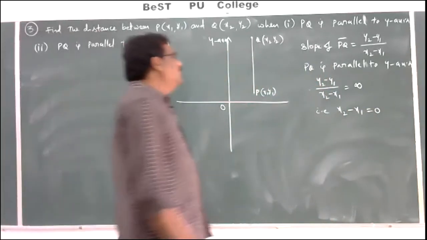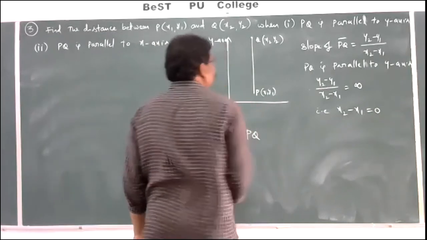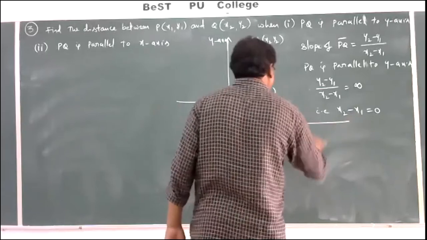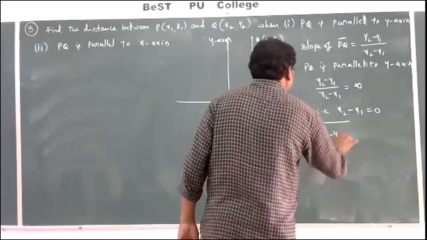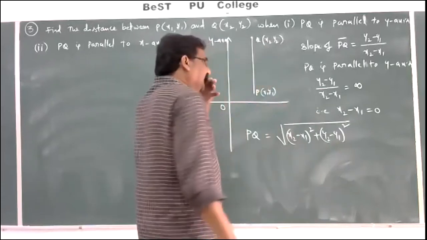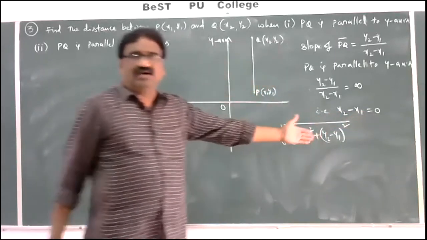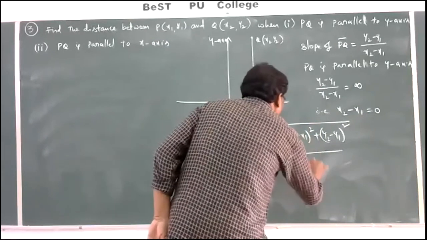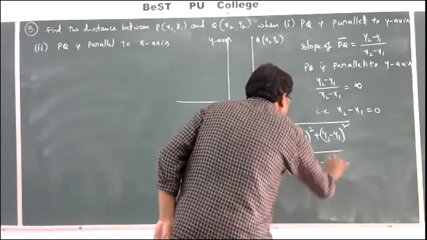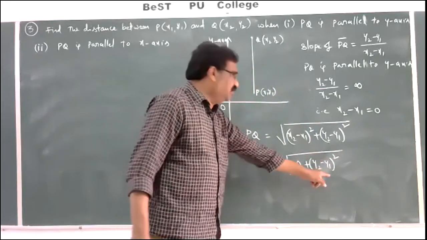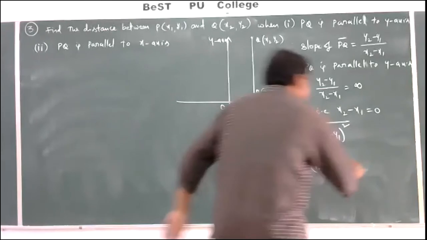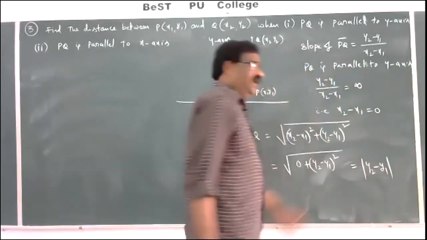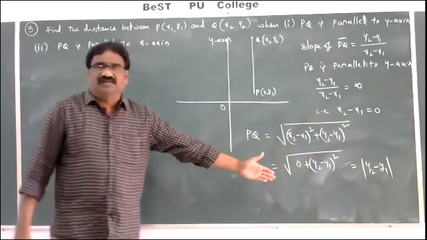Then we require the distance between the 2 points. PQ is equal to root of (x2 minus x1) whole square plus (y2 minus y1) whole square. Here x2 minus x1 is 0 already. You substitute 0 here, so this is root of (y2 minus y1) whole square. Square root cancels, then you get mod of y2 minus y1. Why? Distance is always positive. That's why I put mod.